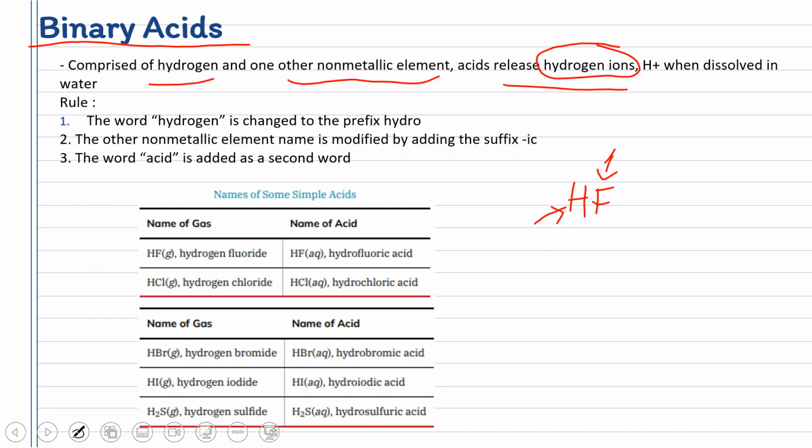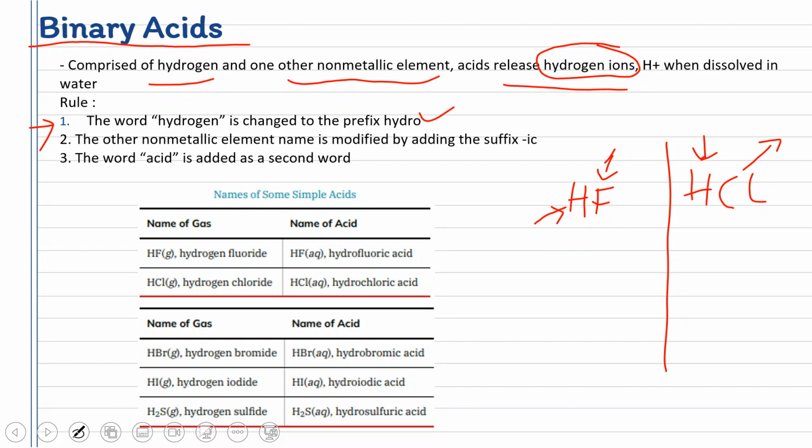Okay, we're going to try two examples. Another example is HCl. These are acids. How do I know they're binary acids? I see H here and I see a non-metallic element. Chlorine is on the far right, just like fluorine. They are all on the same group, which means they are on the same column on the periodic table. So how do I name it? The first rule says the word hydrogen is changed to hydro. So I change hydrogen to hydro.